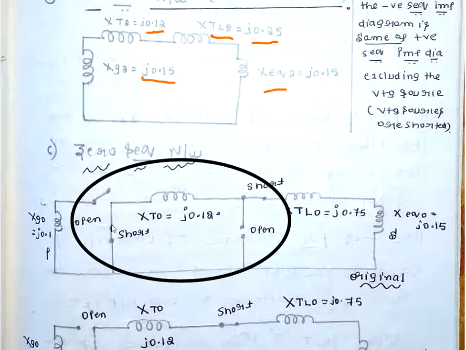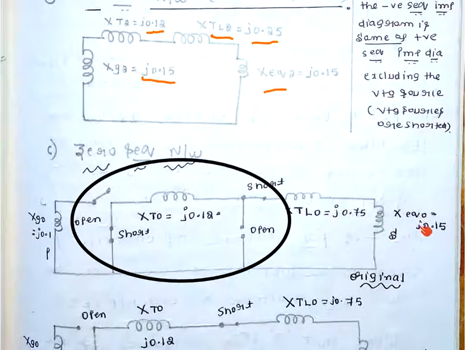Since my primary is delta, I shorted this switch. Coming to the secondary side, it is star grounded, so now the series switch will be closed and the shunt switch will be open. Similarly, for the transmission line, the value had been given as 0.75 in the question, so take that.